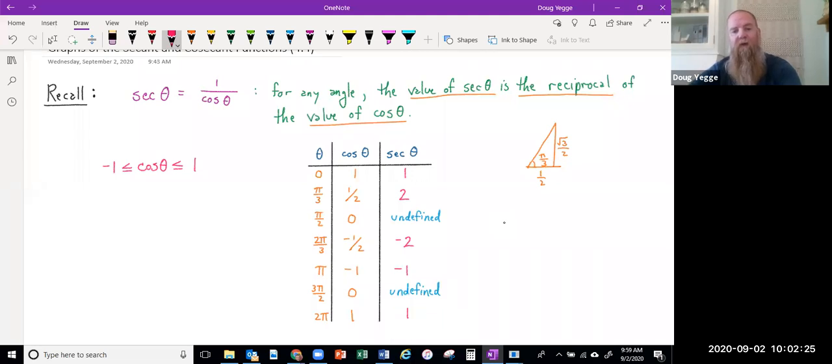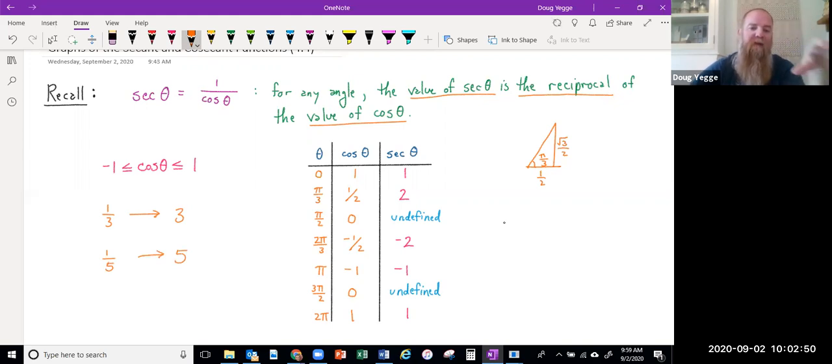So it looks like if we were to create a table for these values, we'd start to realize that some really interesting things start happening here. When I take the value of, let's say, cosine theta giving me 1/3, secant of theta will give me 3. If cosine of theta is 1/5, secant of theta is 5.